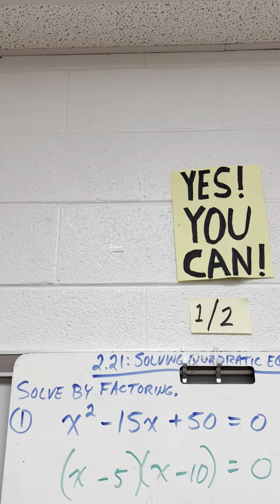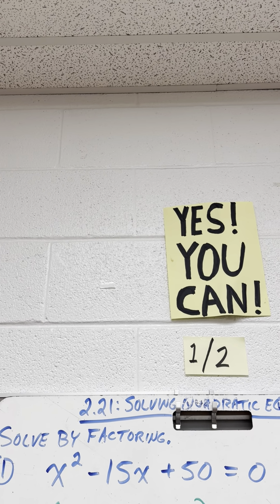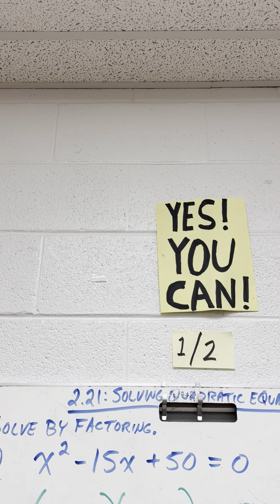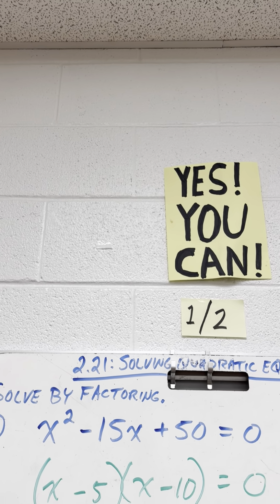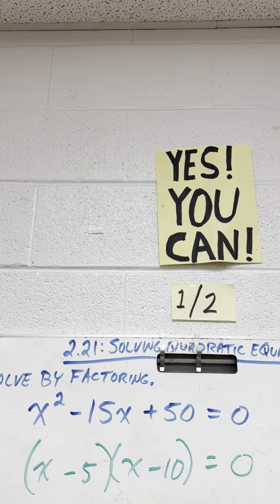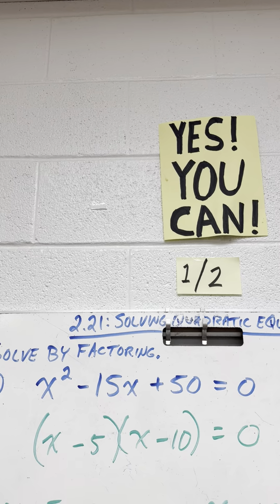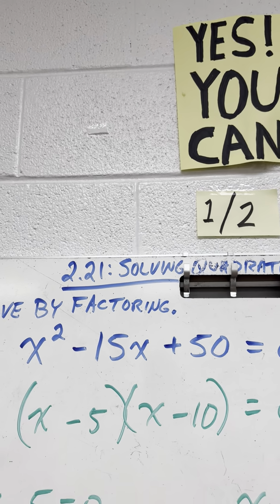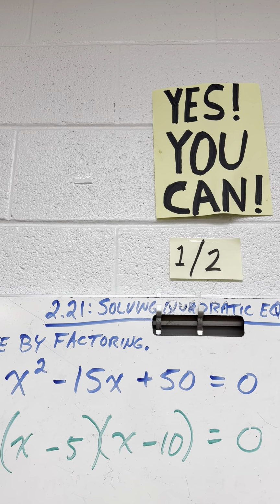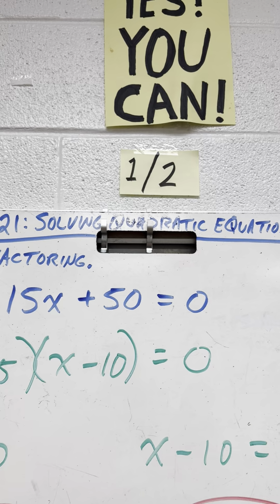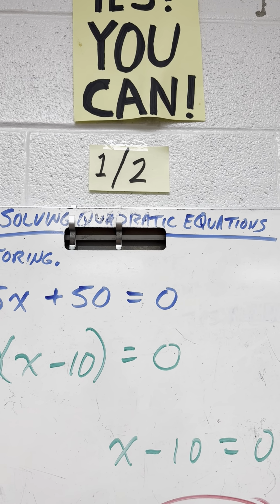So we're going to solve by factoring. X squared minus 15x plus 50 equals 0. Okay, what times what makes x squared? X times x. What times what makes a positive 50 that added together makes negative 15? Negative 5, negative 10, right? So now what we do is we separate the two. We say x minus 5 equals 0 and x minus 10 equals 0.